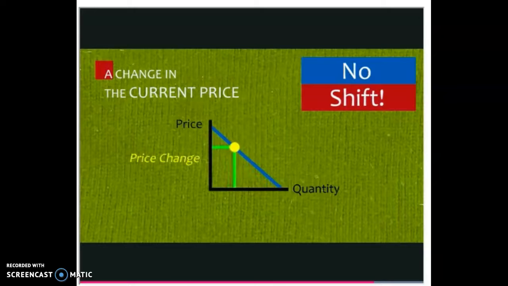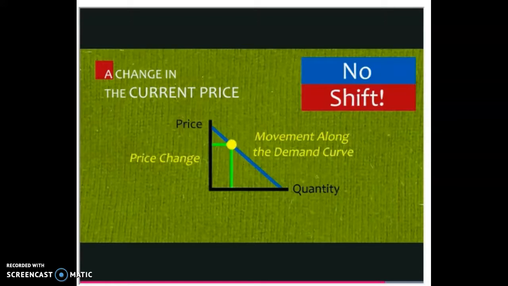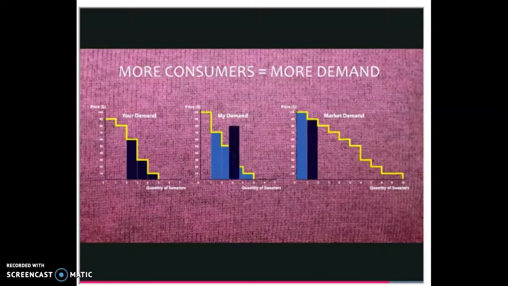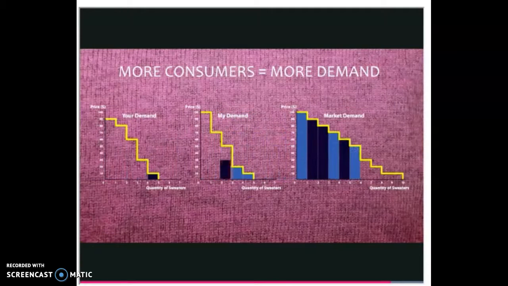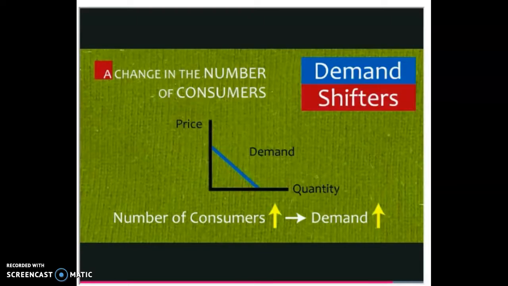However, a change in the current price of a good does not shift the demand curve because it doesn't change the most you'd be willing to pay for another unit. Instead, a change in the current price causes a movement along the demand curve and a change in the quantity demanded. We saw how the demand for 2 consumers is larger than the demand for 1 consumer. So an increase in the number of consumers in the market causes the demand curve to increase.